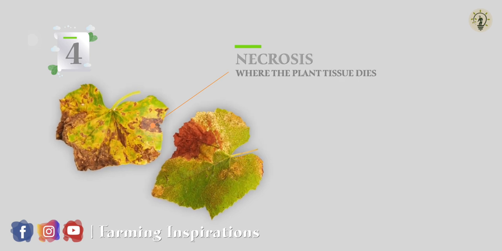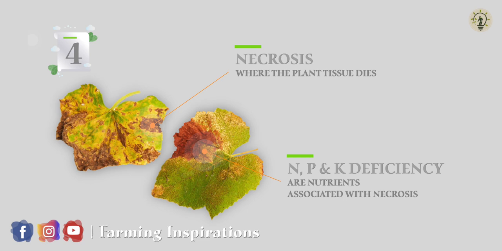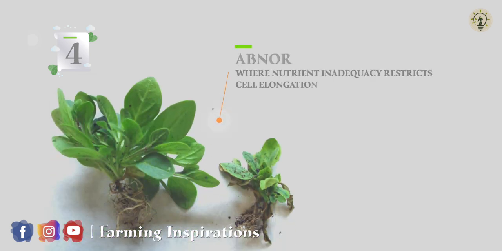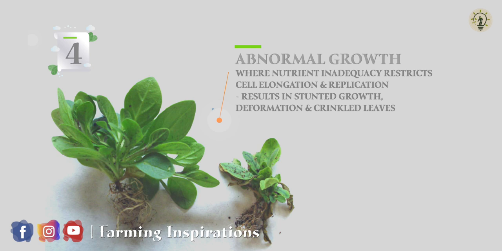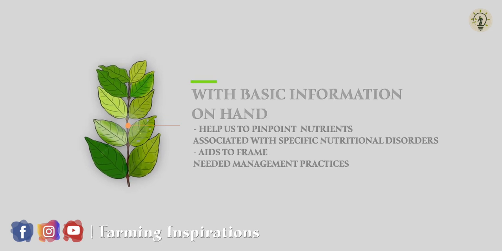Necrosis is when the plant tissue dies. Necrosis is commonly associated with nitrogen, phosphorus, and potassium deficiencies. Abnormal growth occurs when inadequate amounts of a nutrient in the plant restrict cell elongation and replication, resulting in stunted growth, deformation, and crinkled leaves. With this basic information on hand, it would help us to pinpoint the nutrient associated with specific nutritional disorders and frame the needed management practices.